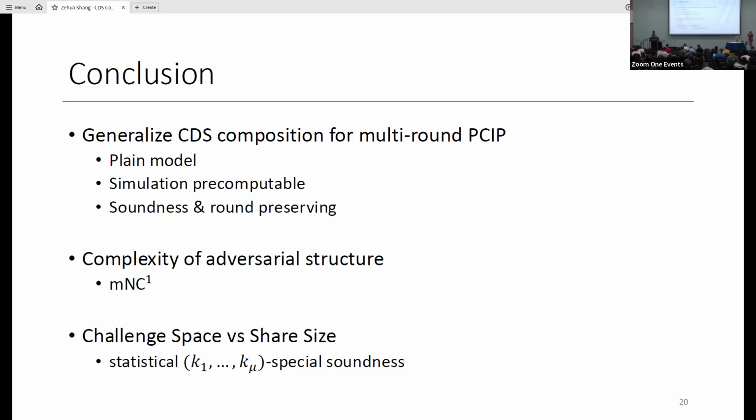Yes, statistical special soundness already implies knowledge soundness. If your atomic protocol is perfect special sound, then after composition it is still perfect special sound. If your atomic protocol is statistical special sound, then after composition it is still statistical special sound. So it preserves the same soundness.